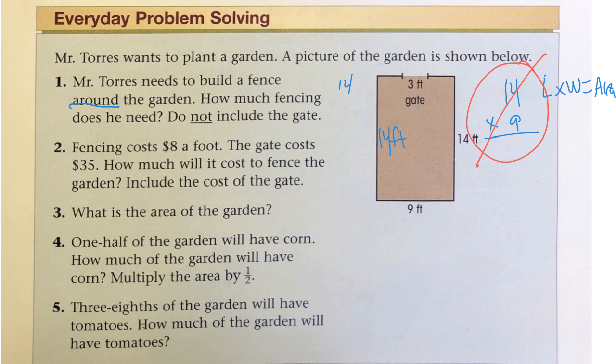In this case, 14 plus 14 plus 9 plus 9, minus the 3. So let's find that first. So we got 24, we got 28 plus 9, 37 plus 9, 46. But we can take this 3 away. More than one way to do this problem. That's one way. So we got 43 feet. So that's the answer to number 1, 43 feet.